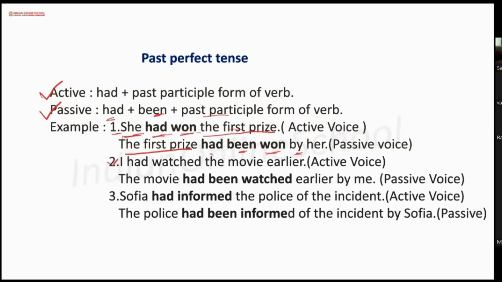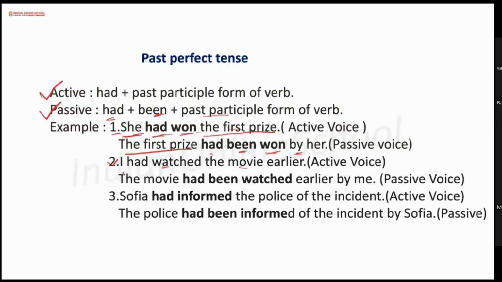Okay, now Mohini, can you please read the second example for me? Mohini, you there? Can you please read the second example for me? Okay. Shasha, are you there? Yes, ma'am. Okay. Can you please read the second example for me? I had watched the movie earlier. Very good. Now, in this, watched is the verb and movie is the object. Okay.